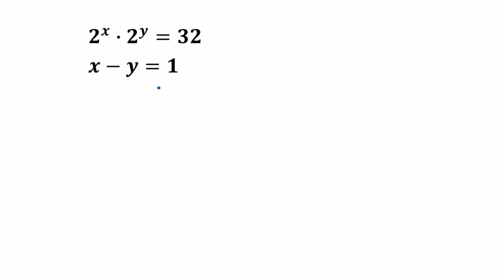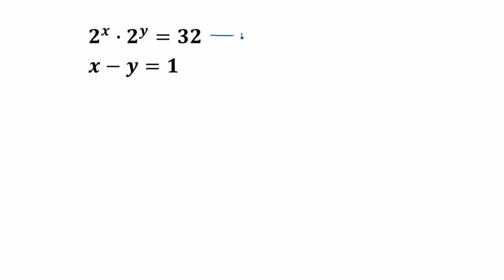Hello everyone. In this video, I am going to solve this system of equations: 2 to the power x times 2 to the power y is equal to 32, and x minus y is equal to 1. We have to find the value of x and y.